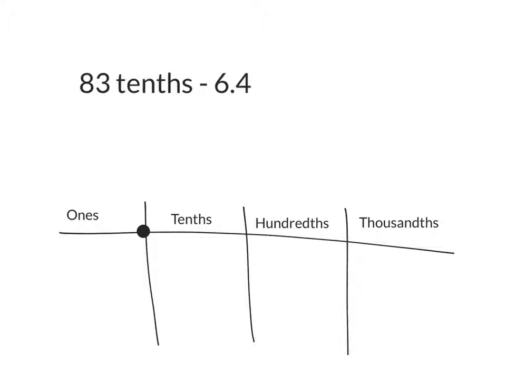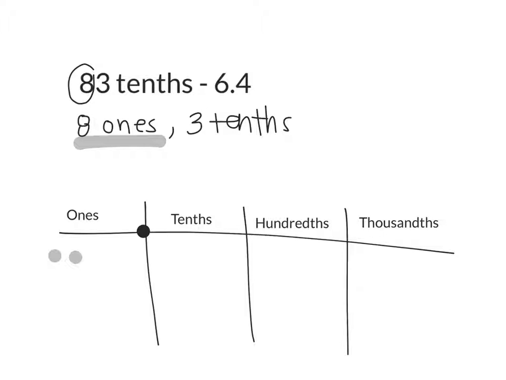Just like we talked about yesterday, should I put 83 dots now in my tenths column? No, I can break that apart. I know that these 8 tenths are going to be regrouped to become 8 whats? 8 ones. So 83 tenths is the same thing as 8 ones, 3 tenths. Do you agree? Okay, so let's go ahead and draw that. I have 8 ones. So that's 8 dots, 1, 2, 3, 4, 5, 6, 7, 8, and then 3 tenths. 1, 2, 3.